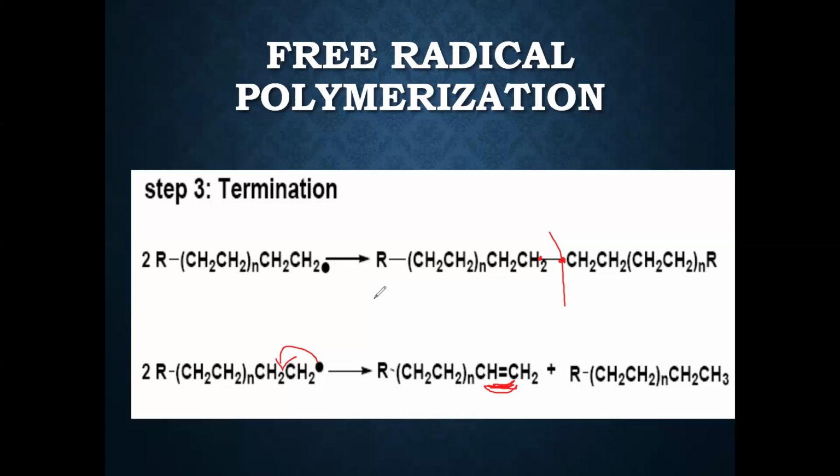The termination can take place in one of two ways. Two chains may bind together to give a longer chain, and there is no double bond here. Or one of the chains will form a double bond, giving an unsaturated polymer, and this unsaturated polymer will lose a hydrogen that will bind to another polymer chain to form another type of polymer.